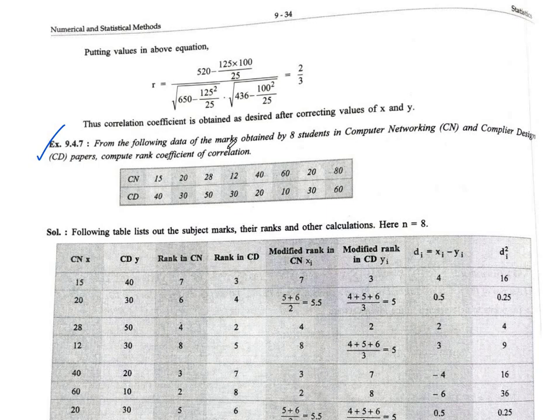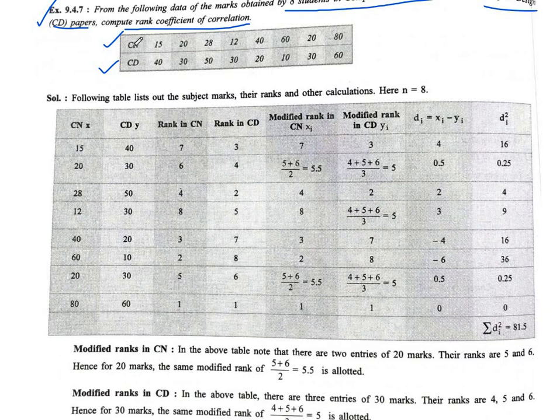So find from the following data of the marks obtained by 8 students in computer networking and compiler design papers. The marks for the 2 papers are given, and we have to find out the rank coefficient of correlation. Whenever there is a rank coefficient of correlation, that is by means of the Spearman's rank correlation. Now how to find this? We have to arrange this CN and CD, that becomes our x and y values, in vertical form. So this is 15, 15, 20, 28 up to 80, and this is from 40 to 60.